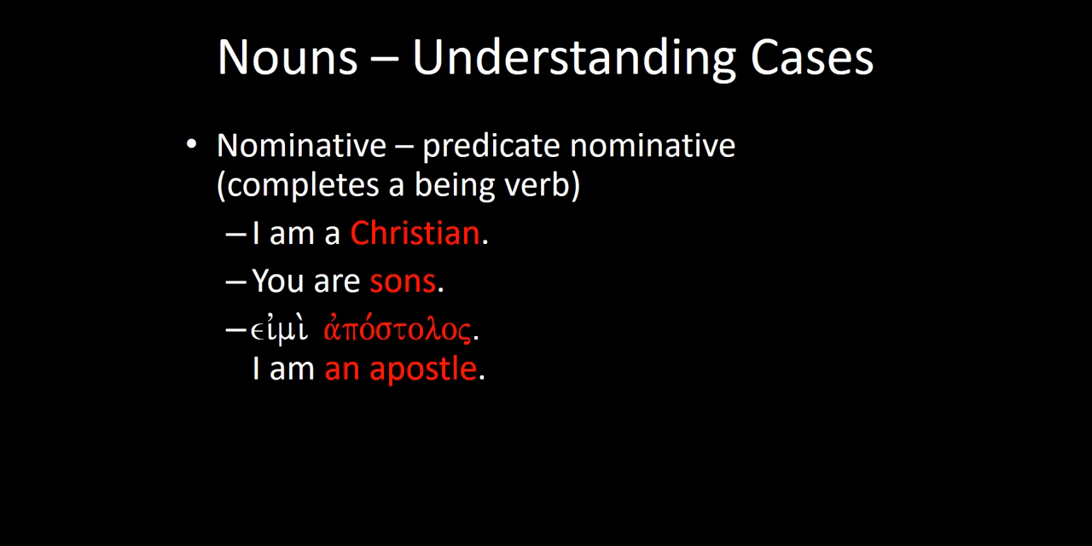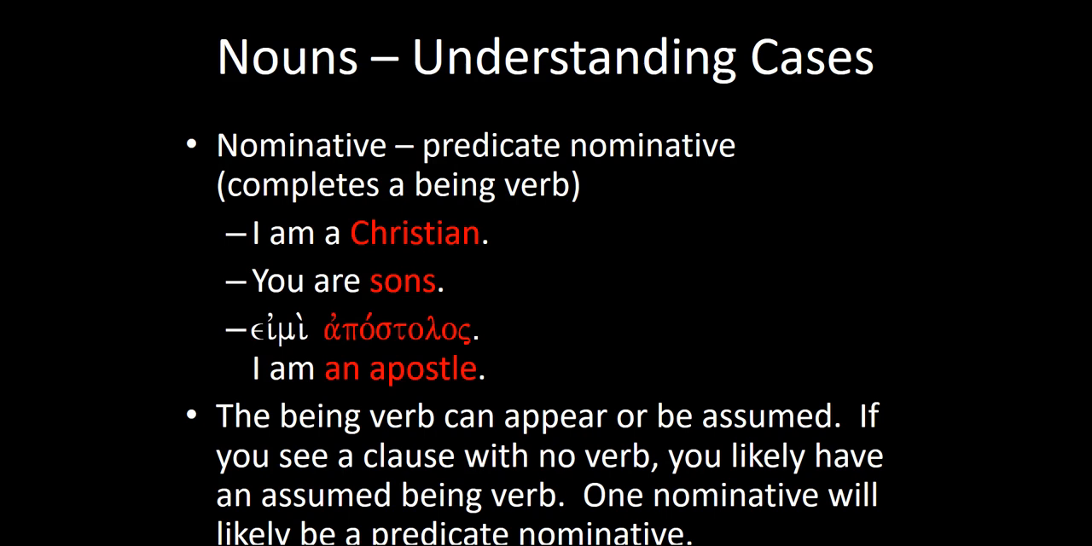Eimi apostolos. I am an apostle. Here, apostolos is nominative. It's the predicate nominative of the being verb, eimi. So we would call this one a predicate nominative. Now, when you have a predicate nominative, you can have the being verb that appears in the text. You can also, in Greek, say the same thing without the being verb. So sometimes the being verb won't even be in the text, it's simply implied.